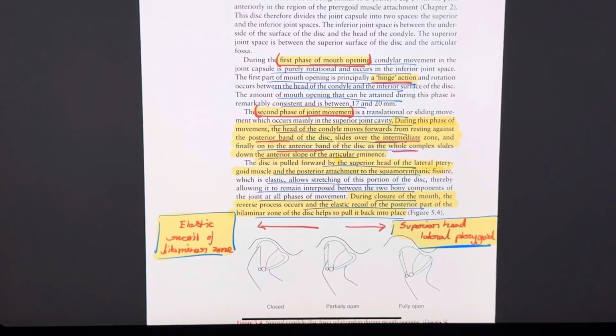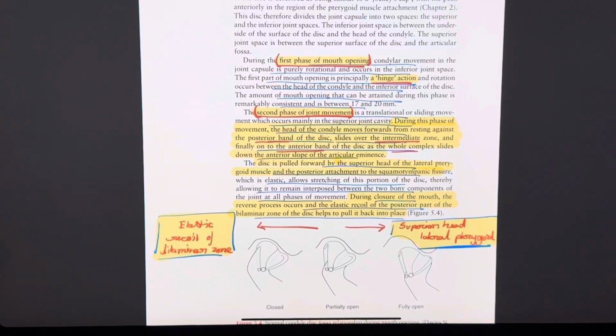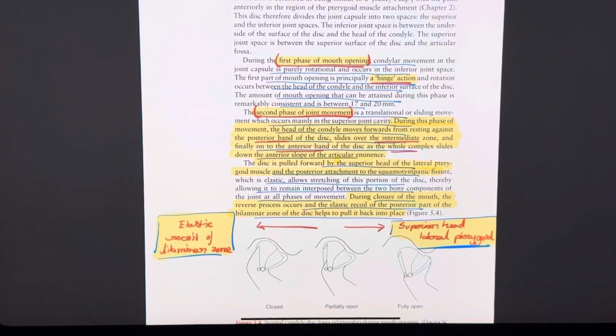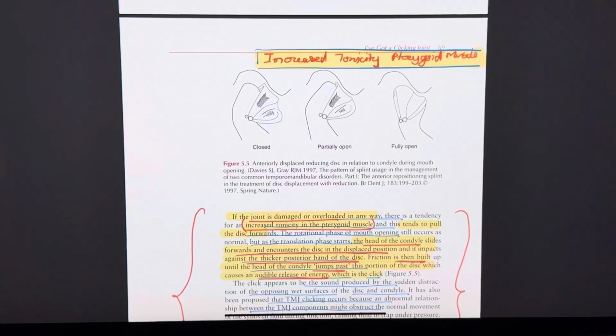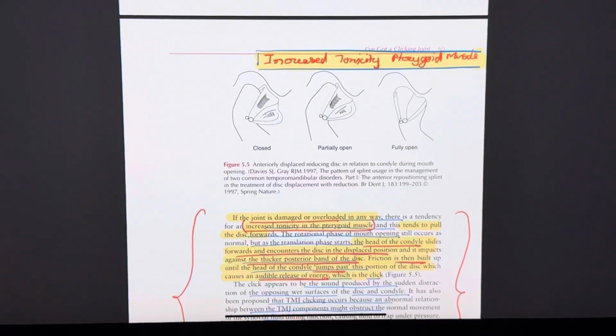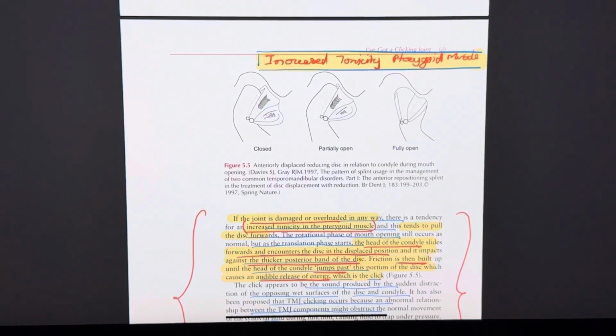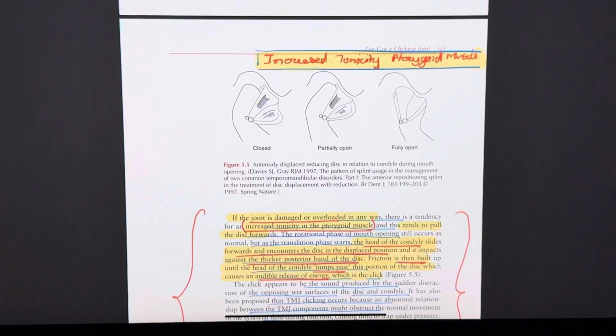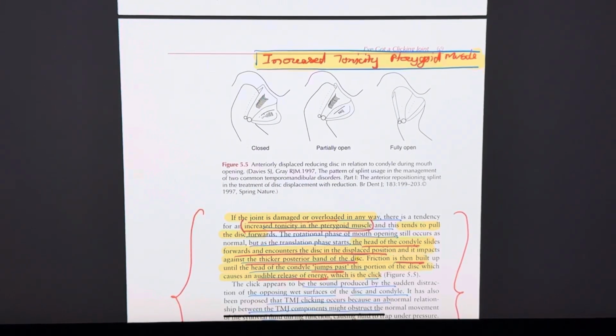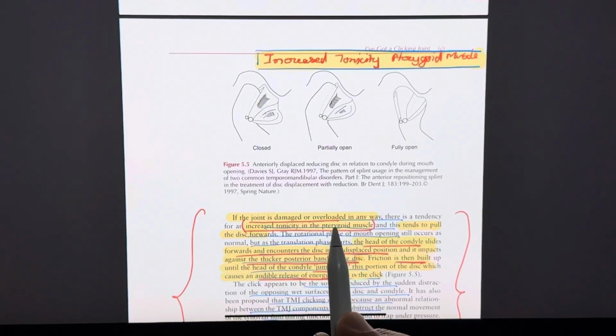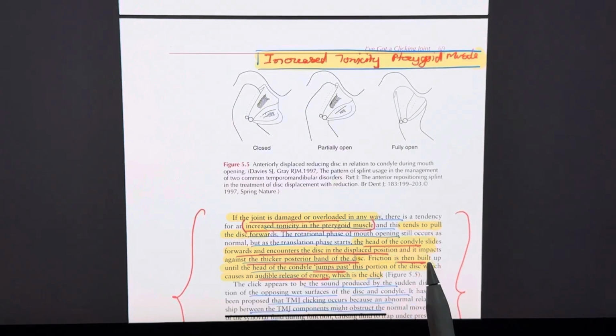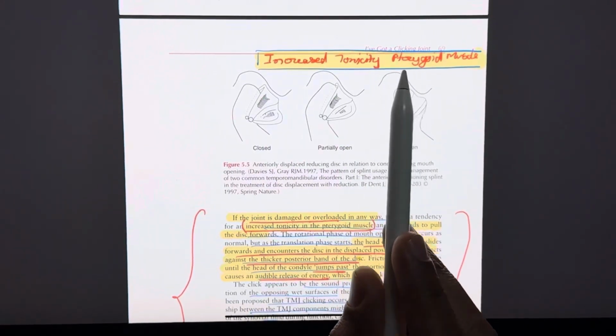Now next we'll be discussing what happens in disc displacement with reduction. Okay, so now that we have understood how a normal joint functions, let's now try to understand how disc displacement with reduction happens. So if the joint is damaged or overloaded in any way, there is a tendency for it to cause increased tonicity in the pterygoid muscle.